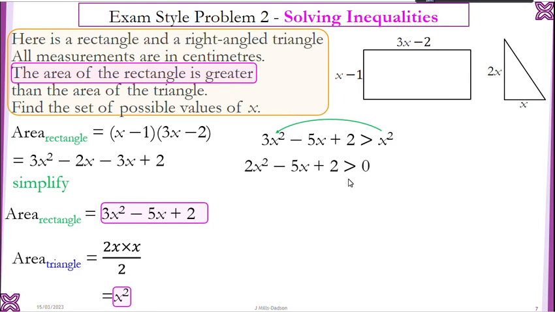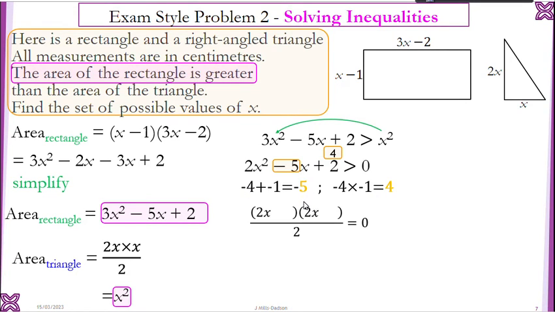Okay, now let's factorize. And remember that when we're doing factorization and the coefficient of x squared is not 1, we multiply that with the constant. So 2 times 2 is 4. So we're looking for factor pairs of 4 that will add up to negative 5. So the factor pairs will be negative 4 and negative 1, because negative 4 times negative 1 is 4, negative 4 plus negative 1 is negative 5. So we put into the bracket and work it out.